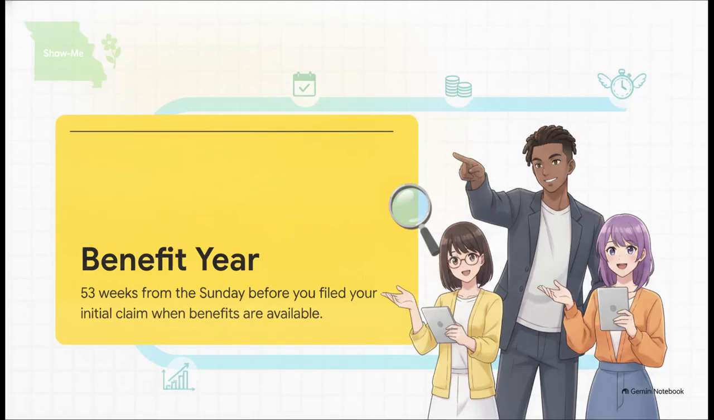Next, let's talk about your benefit year. This is a 53-week period that starts on the Sunday right before you filed your initial claim. Think of this as your timeline. Once you are deemed eligible, Missouri's regular state program lets you draw your calculated benefits until this benefit year ends or until you've completely exhausted your maximum benefit amount, whichever happens first.